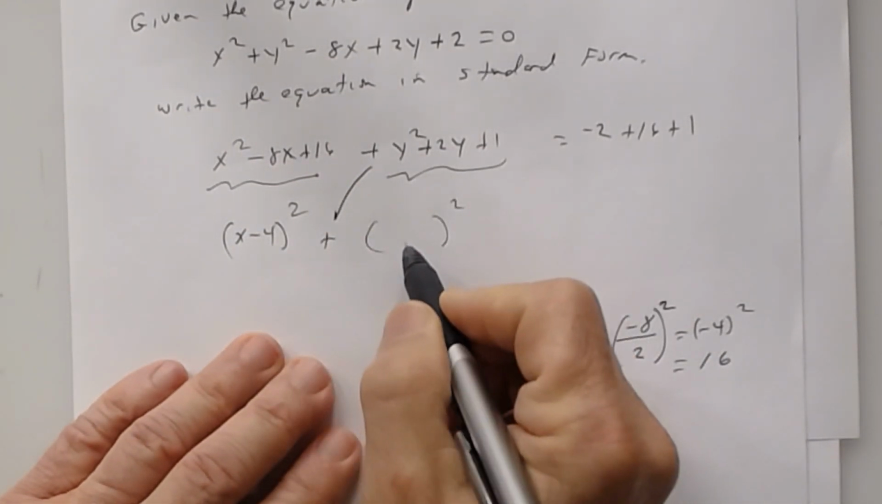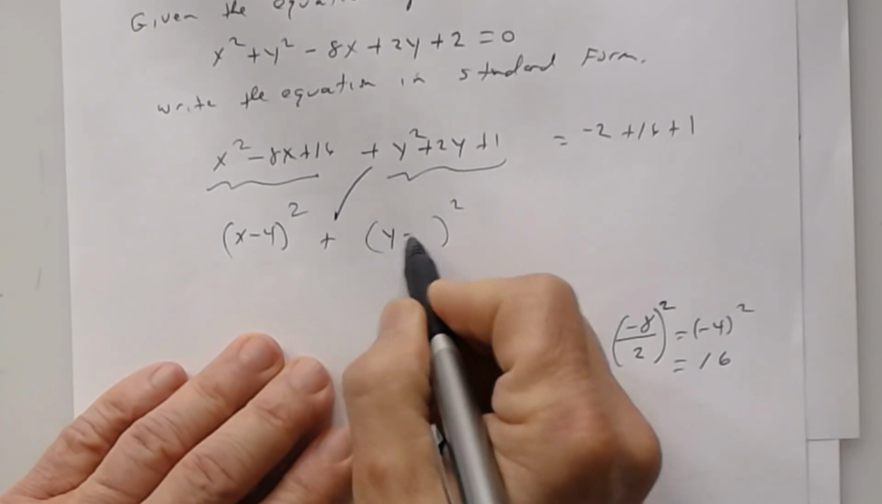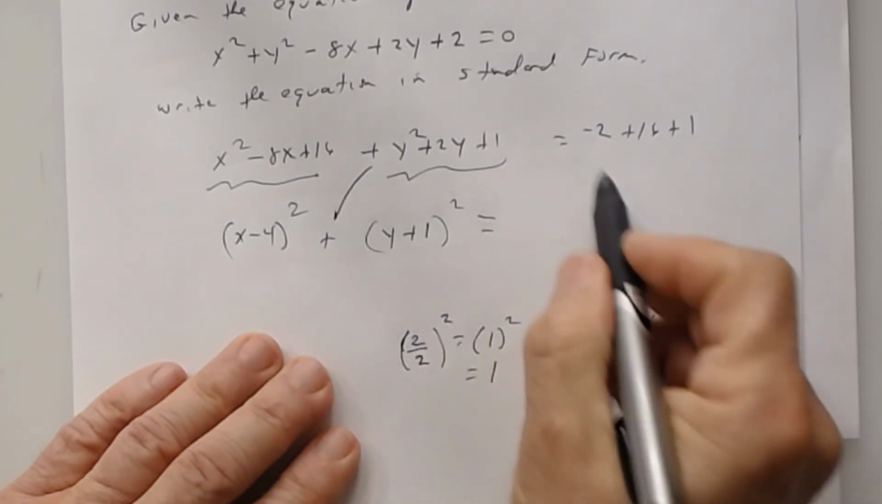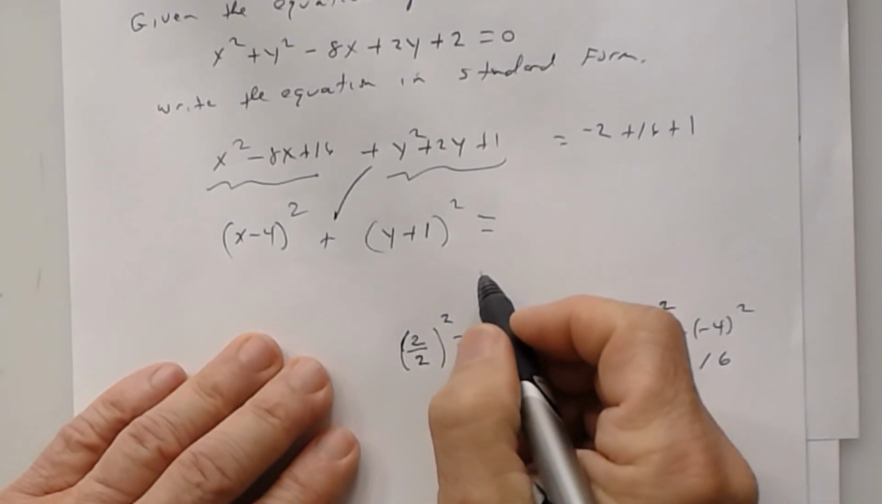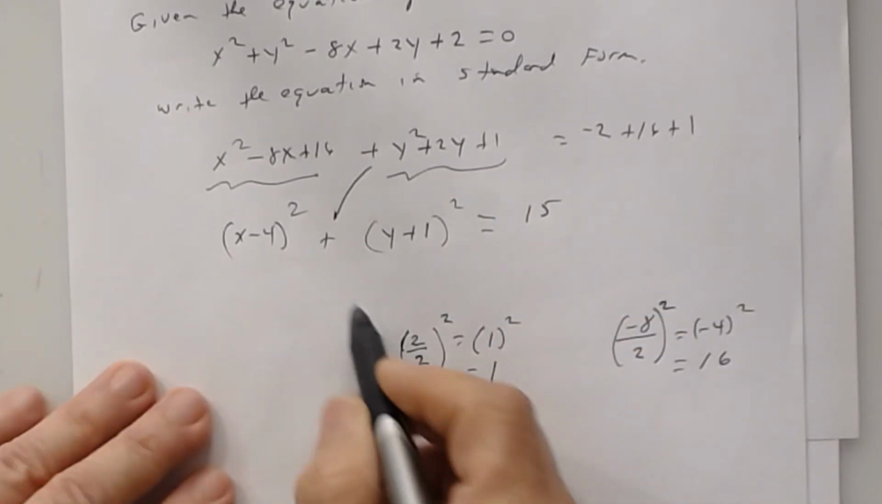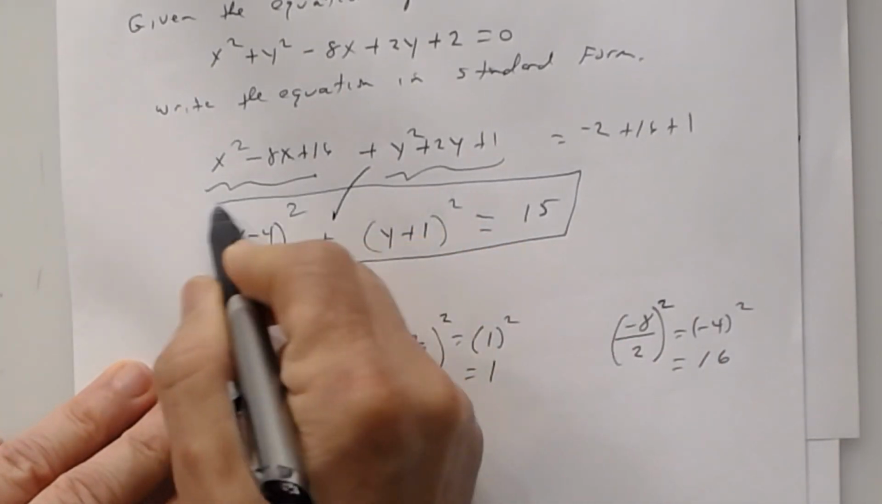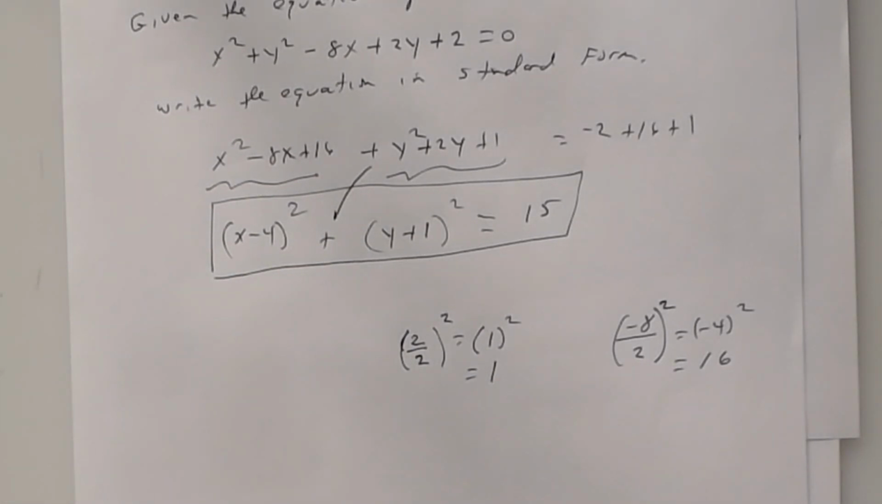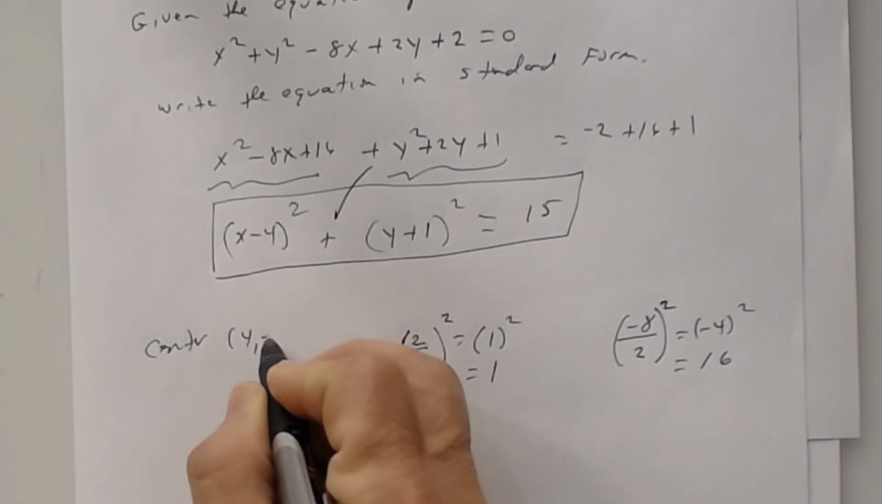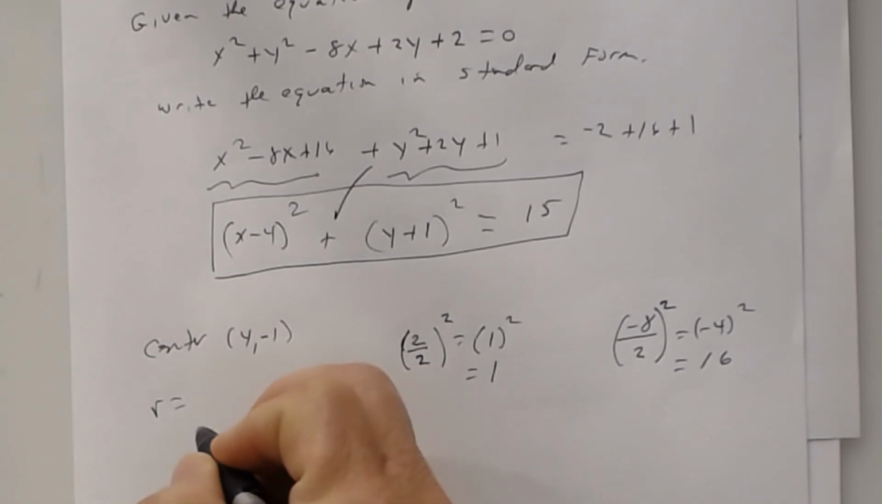So now this is a perfect square trinomial. What is the binomial here? y plus 1 squared. Now what's this over here? 15. Yes, -2 plus 16 plus 1 is 15. So that's your equation in standard form. Once it's in standard form, then you can tell me the center. What's the center? 4, -1. What's the radius?